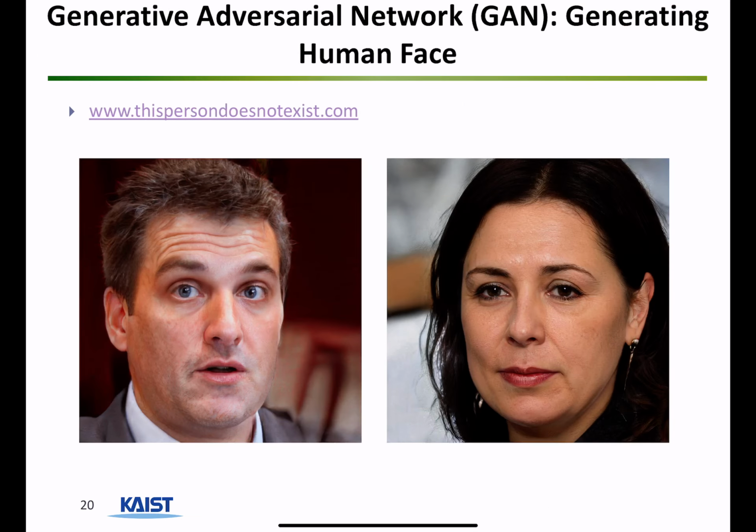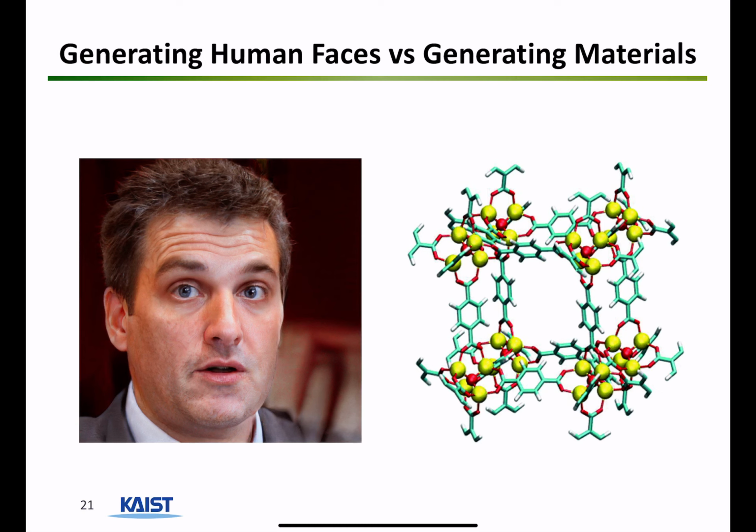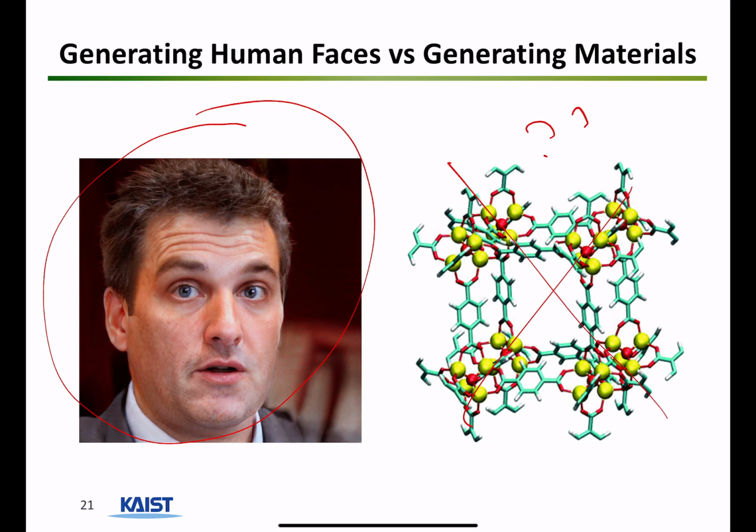There is a website called thispersondoesnotexist.com. And interestingly enough, if you type in this, it'll display new pictures of human images that have been created by GAN. And you can see that these images look very, very realistic, but these people, they do not exist. And that's how fancy GAN is. So it turns out GAN is very good at creating human images, not as good at creating new materials.